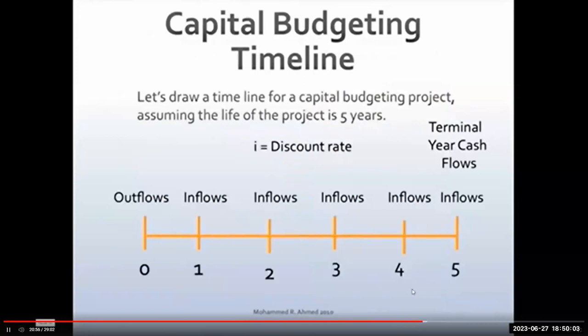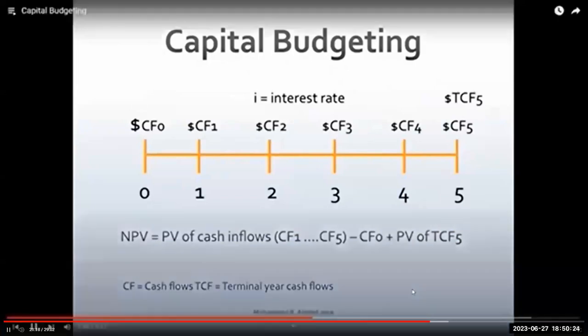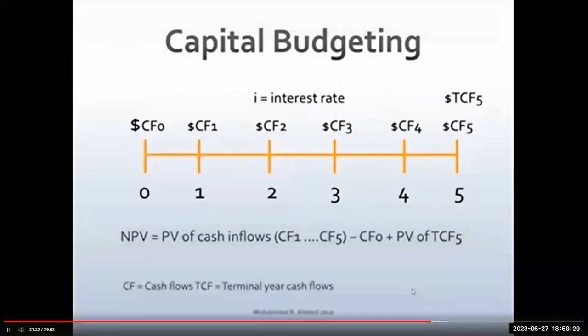They are positive because money is coming into the firm. Assuming that the equipment can be salvaged, the salvage value and any other end-of-the-year cash flows from the project are posted on year 5. The goal of the capital budgeting analysis is to determine the profitability of the project. The investment in the project is made on period 0, and the cash flows will be received at a future date. In capital budgeting analysis, all the future cash flows, which are CF1, CF2, CF3, CF4, CF5, and terminal year cash flows for year 5, are brought to today's value by computing the present value of the cash flow.